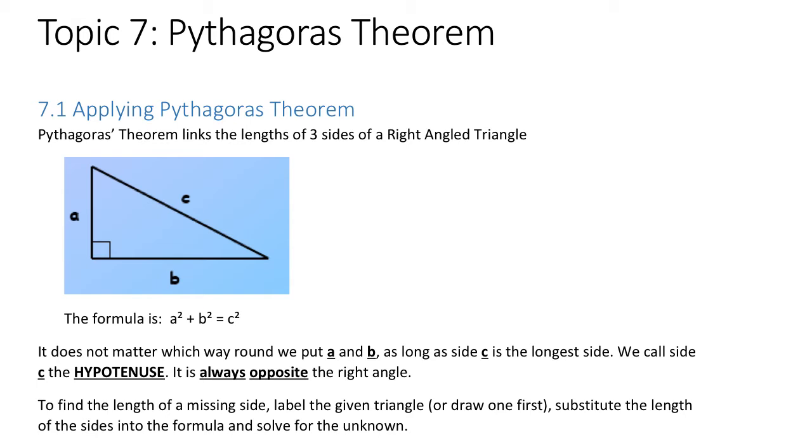To find the length of a missing side, what we need to do is we need to label side A, B and C, making sure that the hypotenuse is C. Then substitute the lengths of the sides that are known into the formula, into A, B or C, and then square the values that we have and solve the equation for the unknown.